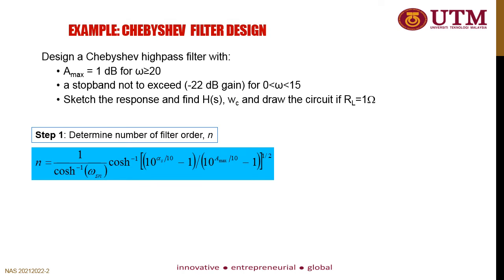Okay, let's look at the second example on Chebyshev filter design. As mentioned earlier, once you have the parameters or specification, I recommend you to draw the filter response. The next design is for a high pass filter, with the specification as listed. You know it is Chebyshev, so it has ripples at the passband area. So this is a high pass filter with ripples.